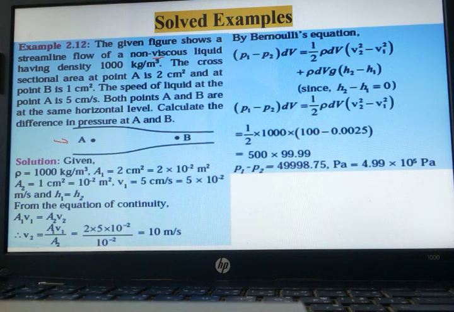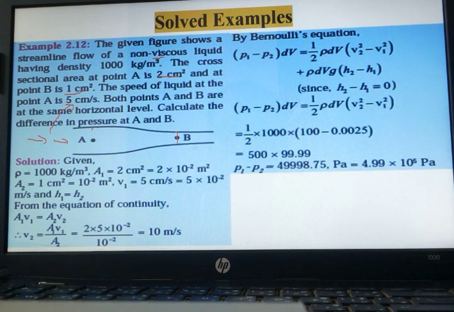The cross-sectional area at point A has been given as 2 centimeter square, and the cross-sectional area at point B has been given as 1 centimeter square. The speed of the liquid at A, whenever the liquid flows through this area, has been given as 5 centimeter per second.